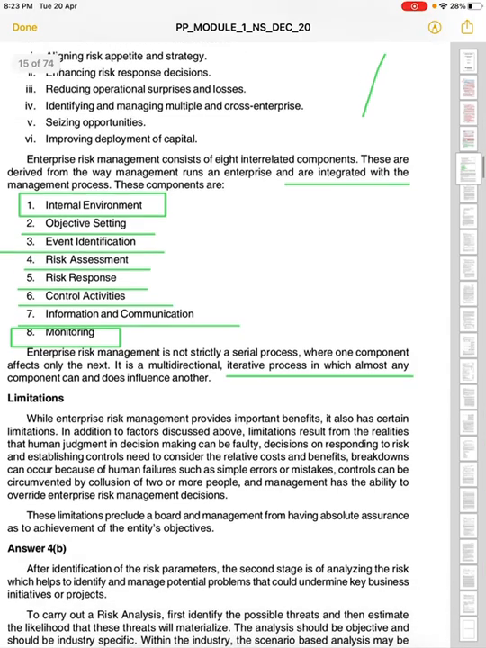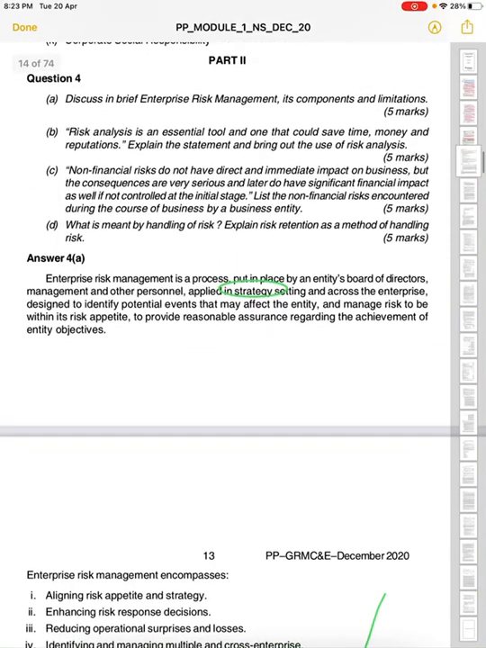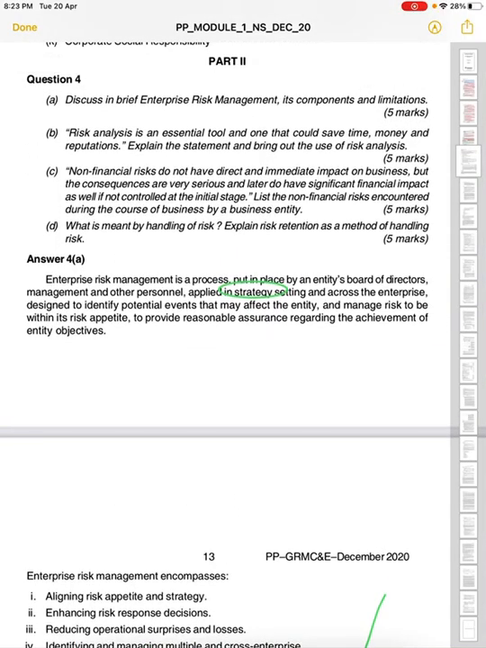Now we have another question, question number 2: risk analysis is an essential tool that one could save time, money and reputation. I have already discussed this question and also explained the statement, bringing out the use of risk analysis. In simple terms, if we don't have a proper analysis, how do we control it? So risk analysis is really essential for any business.